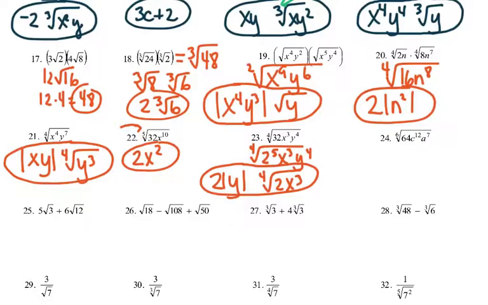The sixth root of 64 is 2. Sixth root of c to the 12th will be c squared, and then I can pull out an a. That again is an even root, the sixth root, and I'm left with the sixth root of a.